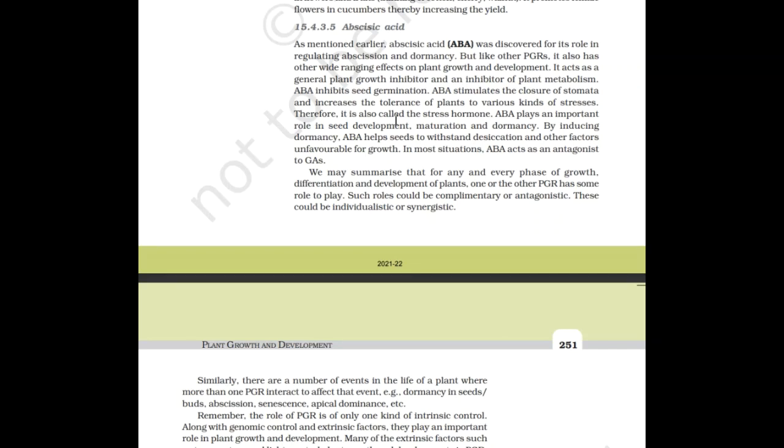Abscisic acid plays an important role in seed development, maturation, and dormancy. By inducing dormancy, ABA helps seeds to withstand desiccation and other factors unfavorable for growth. In most situations, abscisic acid acts as an antagonist to gibberellic acid. We may summarize that for any and every phase of growth, differentiation, and development of plants, one or the other plant growth regulator has some role to play. Such roles could be complementary or antagonistic. These could be individualistic or synergistic.